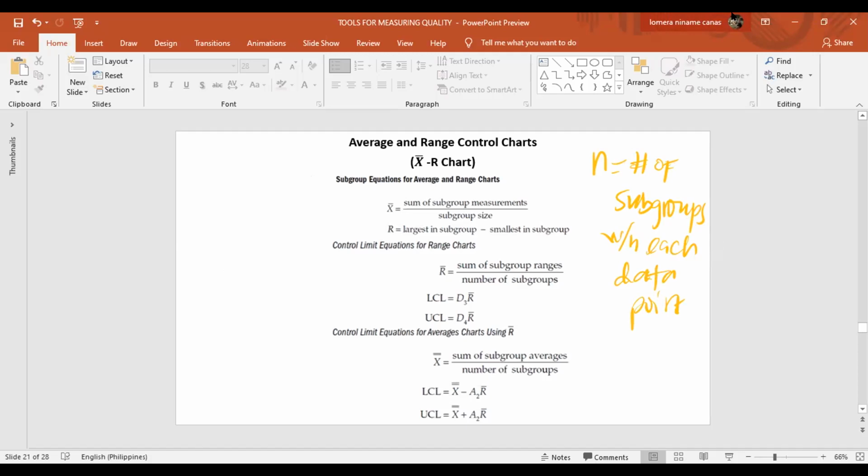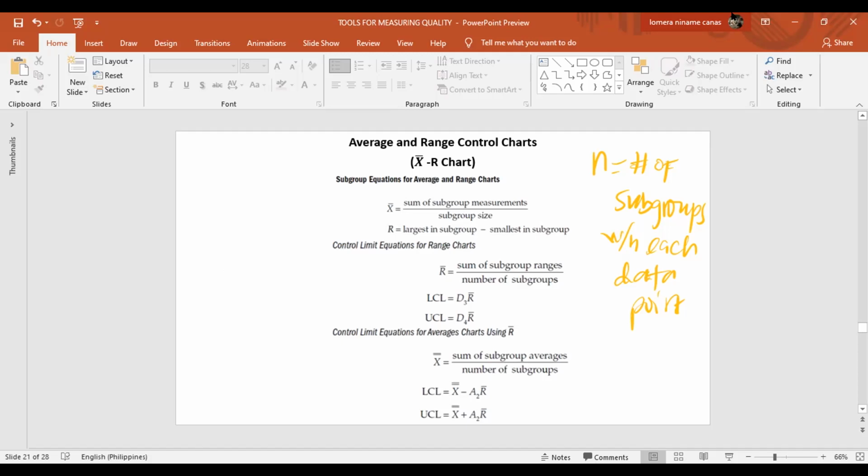So meaning if your boss or your superior wants you to have data or readings, example temperature readings, or the number of defects present in the production area every minute. And then he said you should take 4 readings every minute. So the number of n is 4. Okay, so it is the number of readings per minute or per day or per year that is set in your operation.